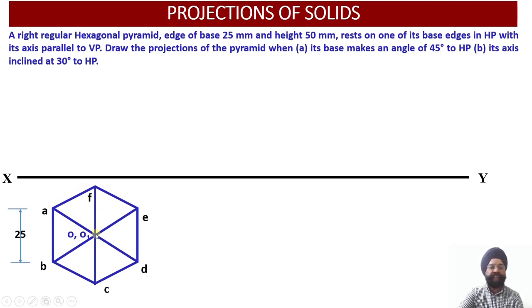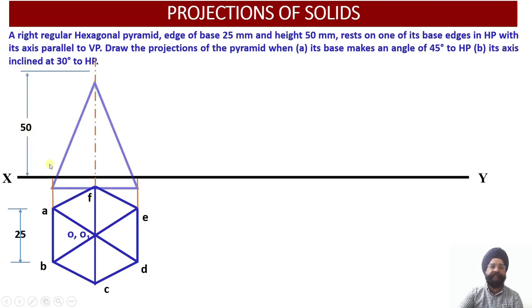So the center point has been located. O is the axis point for the top and O1 is the axis point for the bottom of this hexagonal pyramid. The height of this hexagonal pyramid is provided to us as 50 millimeter. So having located this point O over here, this O dash will be located 50 millimeter above the XY reference line, so that the height, the axis of this pyramid, will be 50 millimeter.